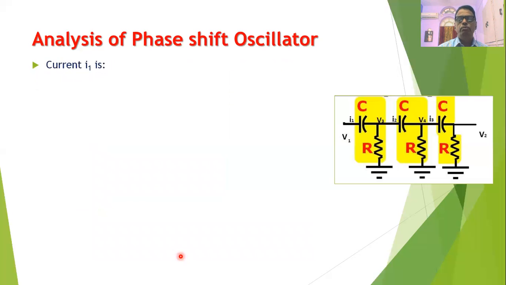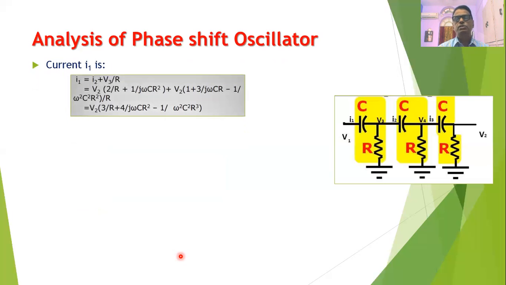Now we will continue this analysis to obtain the expression for current I1. We have started from the right hand side, and slowly we are coming to the left hand side now.